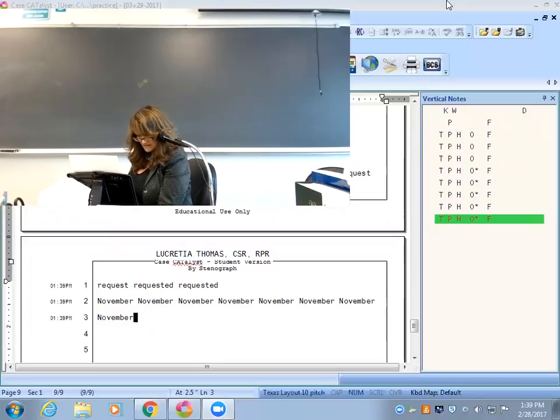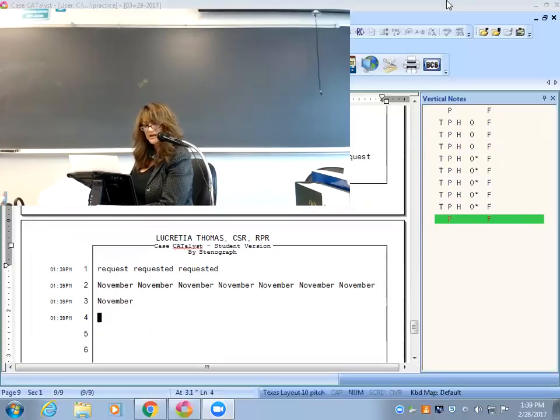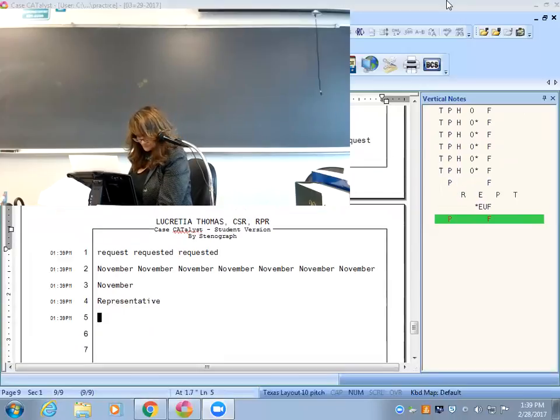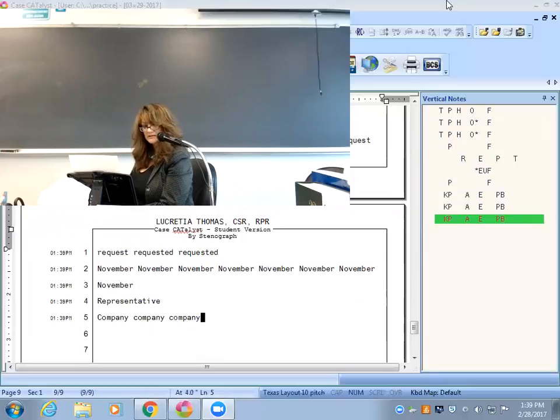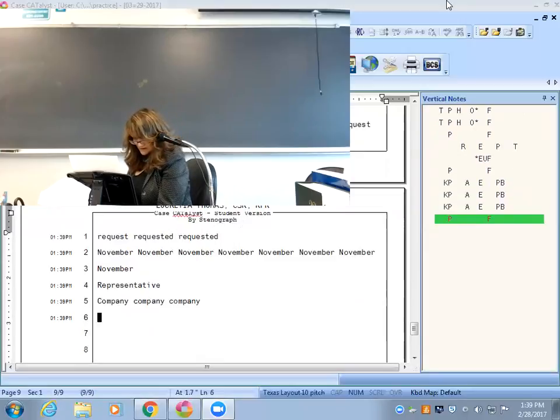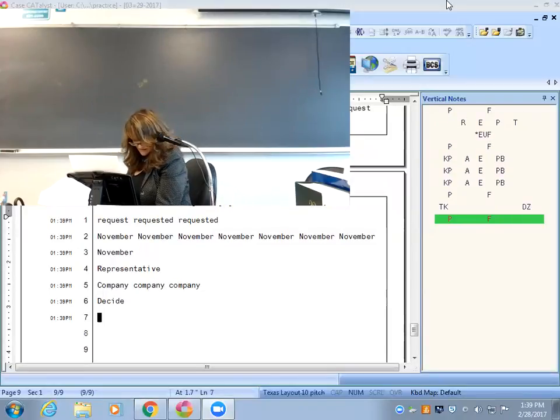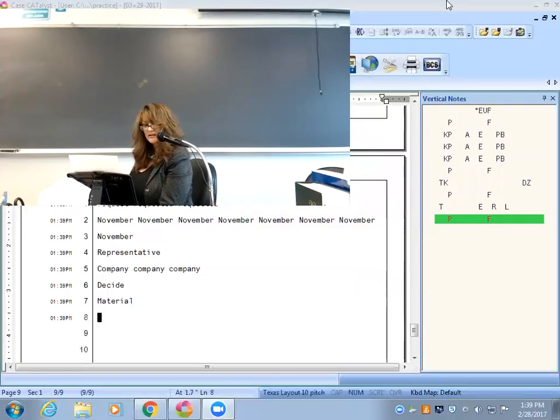And then you have representative. So represent is REPT, come back IV. Company, KPAEN. And then you have decide, DDZ. Material, TERL, material.